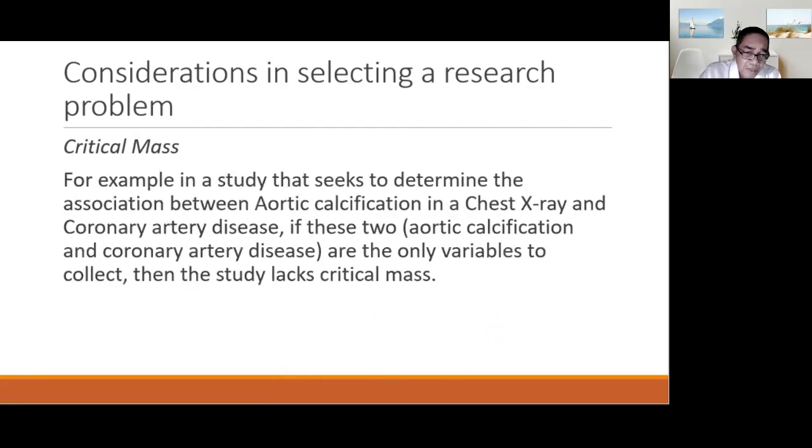For example, in a study that seeks to determine the association between aortic arc calcification in chest X-ray and coronary artery disease, if these two variables, aortic arc calcification and coronary artery disease, are the only variables to collect, then the study lacks critical mass.